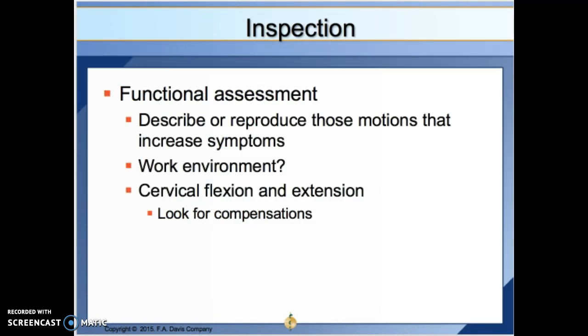When you're doing your inspection, you need to look at the functional assessment, asking the patient to describe or reproduce the motions that cause the symptoms. As far as the work environment, we're always sensitive to patients who are doing overuse or repetitive stress types of things, be that working on an assembly line where they do the same things all the time, sitting at a desk that's not adjusted for them correctly, and those types of work factors. So any sort of repetitive stress that we can attribute to the neck pain.